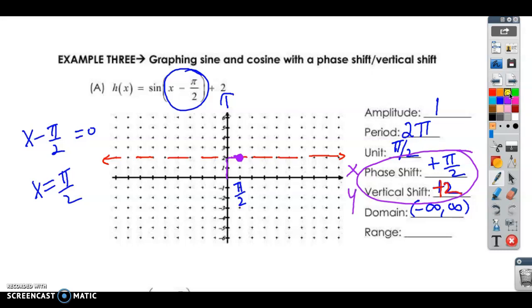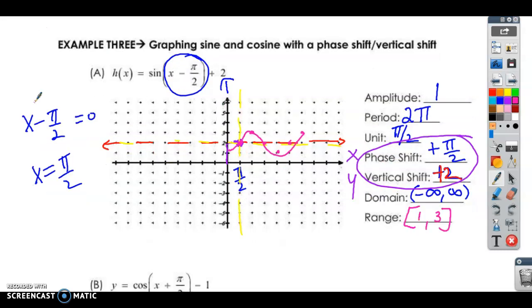So now we just take out a yellow. Think of this as your x-axis and this as your y-axis, and you're just going to graph. So 0, high, 0, low, 0, high. Done. I'm going to continue doing more examples in the next video if you feel like you need more practice, but the range for this one is 1 to 3.